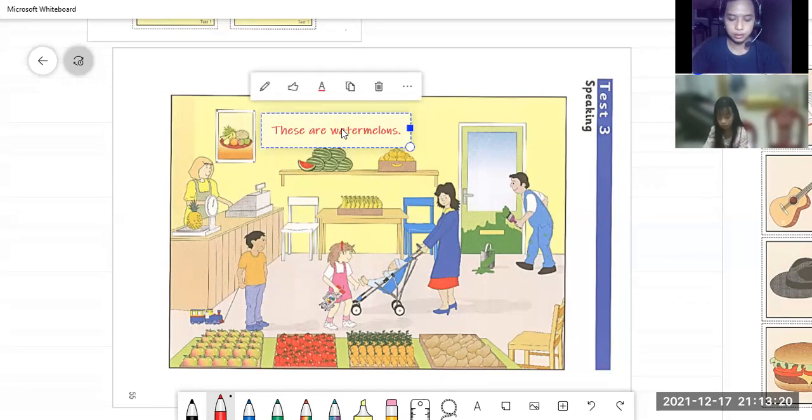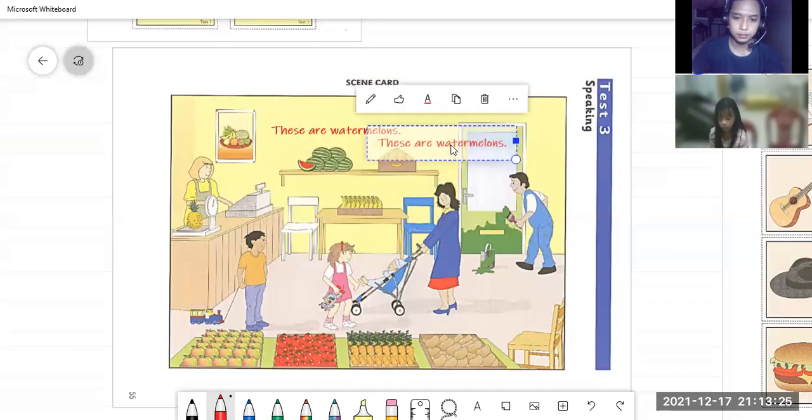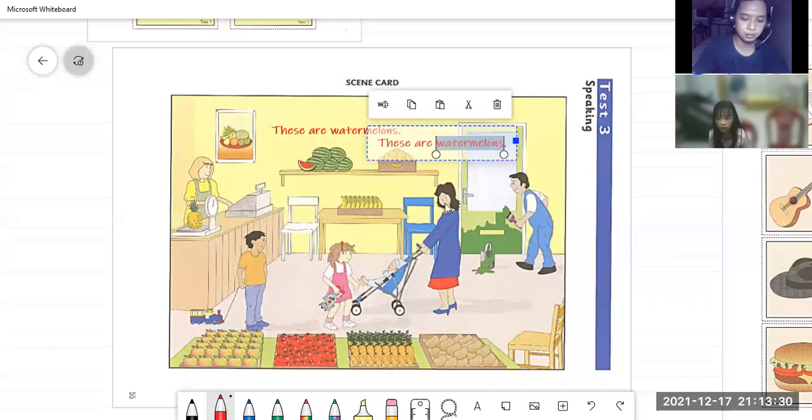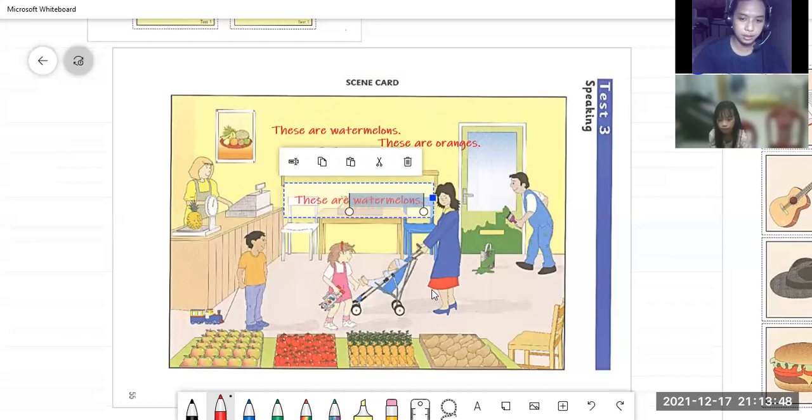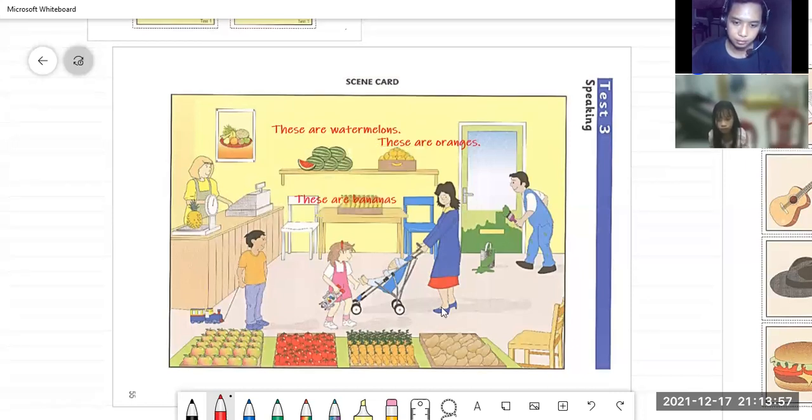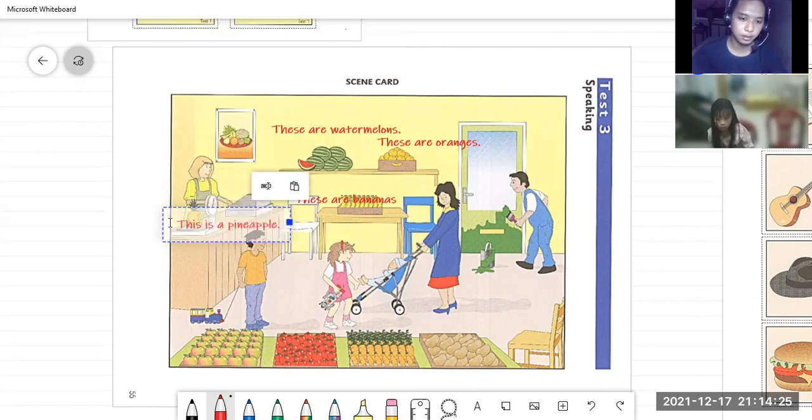What are these next to the watermelon? These are oranges. Okay, next. These are bananas. Very good. Next. We can say this is a pineapple. A pineapple. Okay, next.